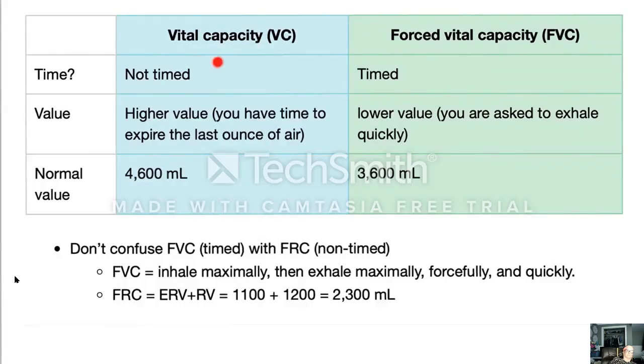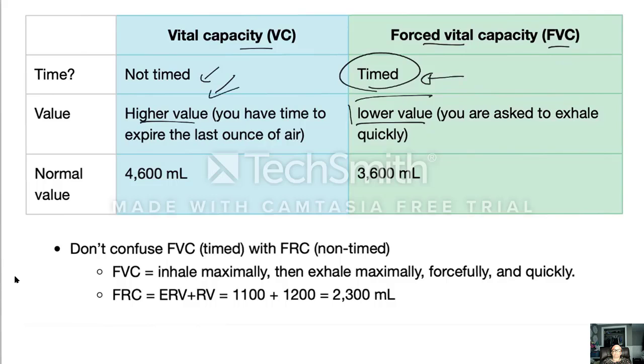In the previous video, I told you the difference between vital capacity and forced vital capacity. Forced vital capacity, which is today's topic, is timed. It has a lower value compared to vital capacity because it's timed. We ask the patient to inhale rapidly and exhale rapidly, so it takes less time. That's why it has a lower value. In vital capacity, it's not timed. The patient has time to inhale, so it has a higher value because there is more volume involved. Don't confuse FVC with FRC.